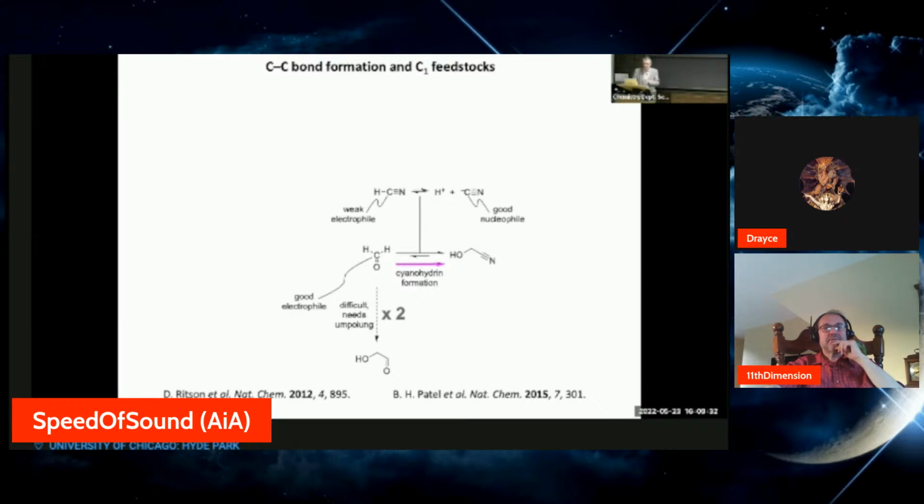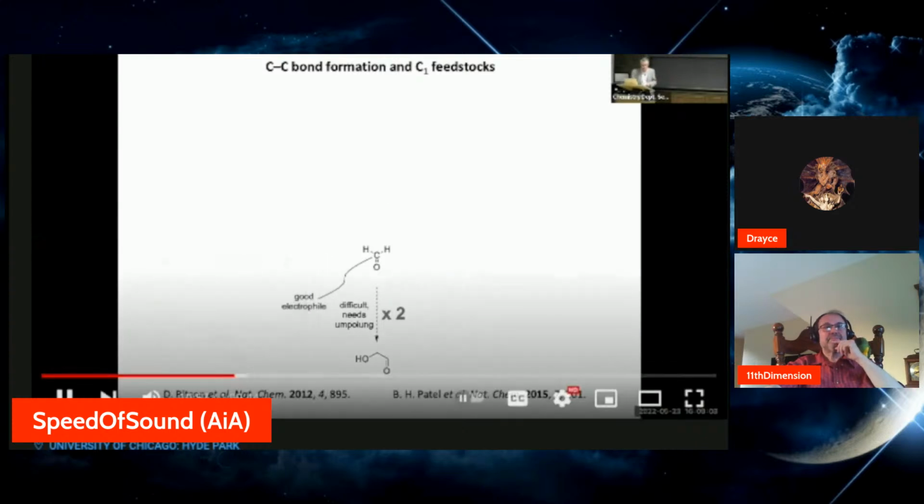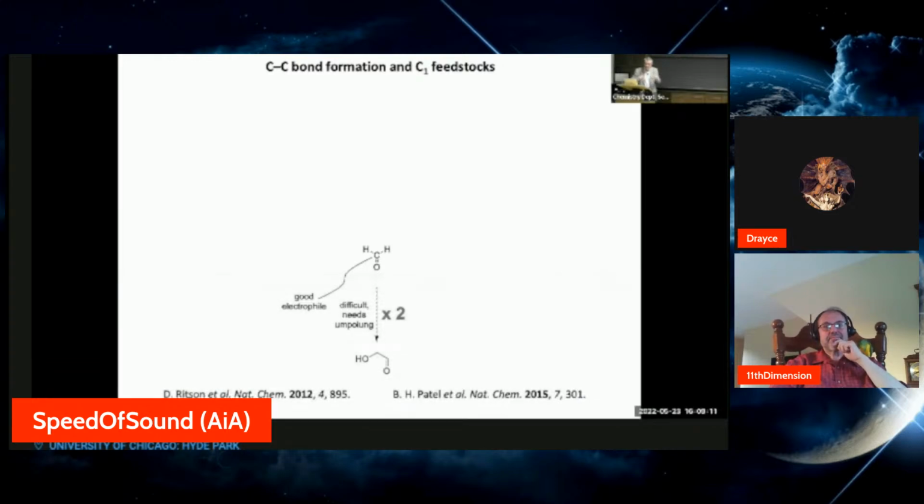Okay, let me back up a little bit. The problem is that getting two formaldehydes to join together is very difficult. They're like two little bar magnets, and you're trying to get the north poles to combine. They repel each other. They don't want to combine. So you have to use a trick in chemistry called umpolung, polarity reversal, to get this to work. You can make carbon-carbon bonds very easily from formaldehyde if you add hydrogen cyanide to it. It forms a molecule which is called a cyanohydrin.